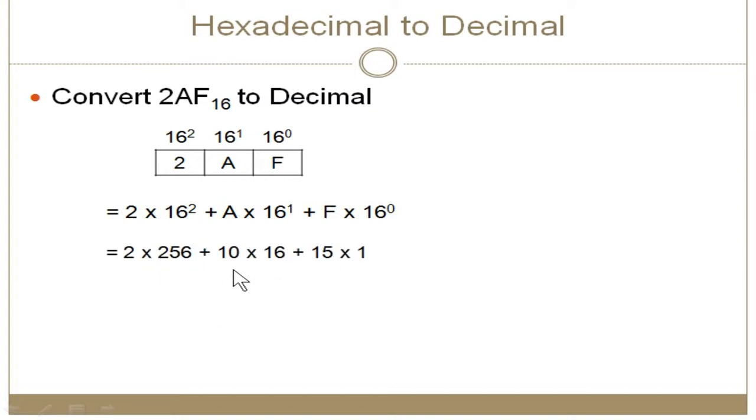Now you already know that the A value is 10 and the F value is 15. You just replace the alphabets with the numbers. So 2 into 16 squared, which is 256, plus A, whose equivalent is 10, into 16, because 16 to the power 1 is 16, plus F, whose equivalent is 15, into 16 to the power 0, which is 1. Then you multiply the values. Once you multiply, you get 512 plus 160 plus 15. Finally you add up these values, and you get the answer 687 base 10. That is the decimal equivalent of the hexadecimal value.